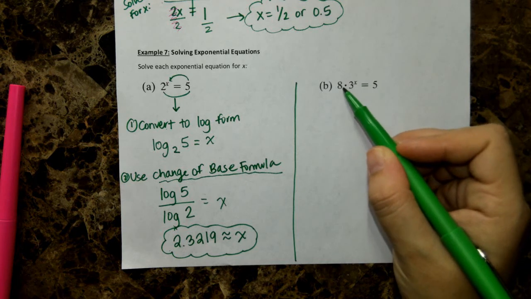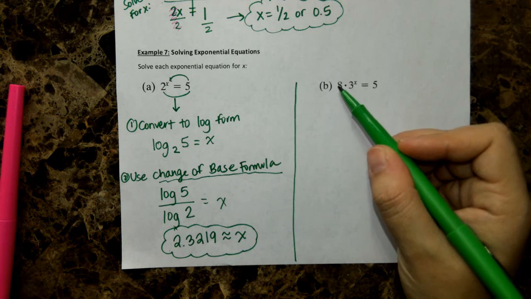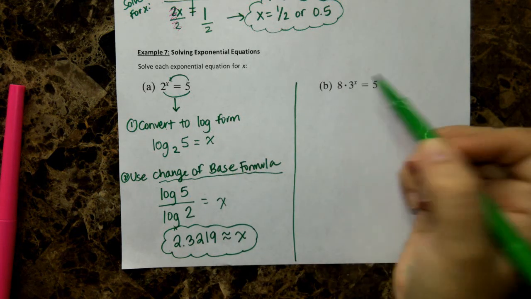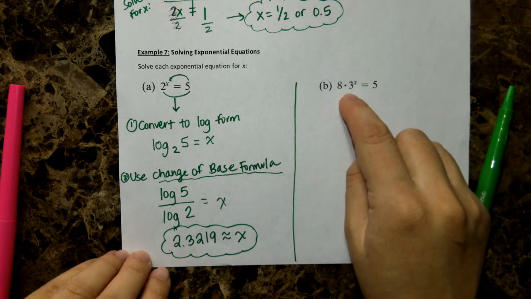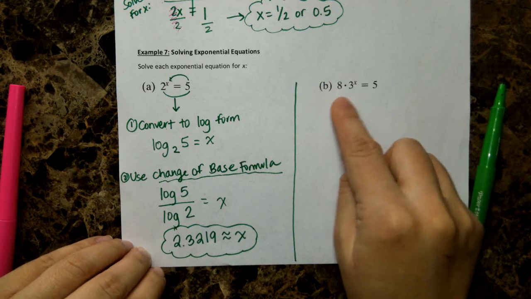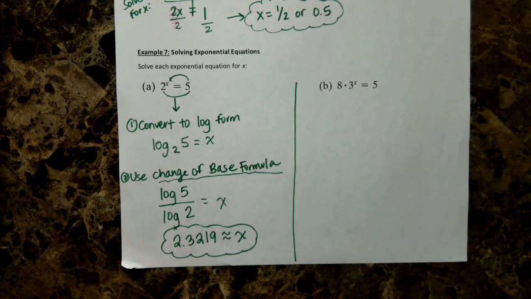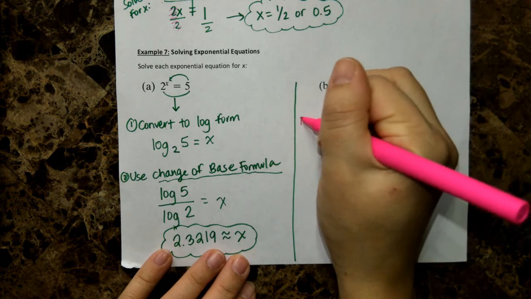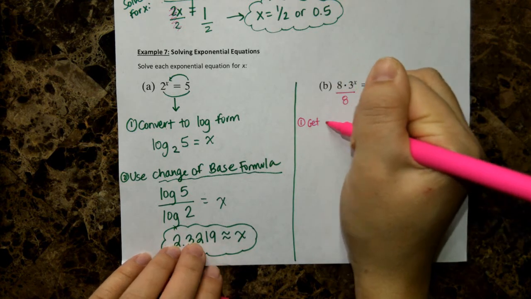Now this 8 is unnecessary. This 8 is kind of extra. So before we can convert it to log form, we have to get rid of this 8. I should only have a base and an exponent, 3 to the x power. There shouldn't be anything other than that outside of it, which there's an 8. So my first step would be to divide by 8. So get rid of 8.